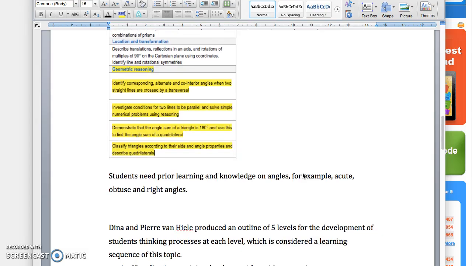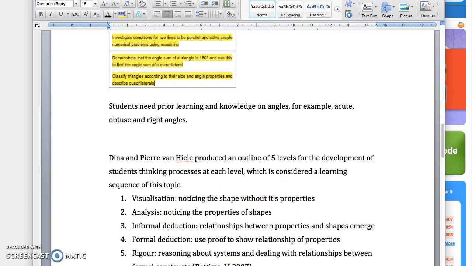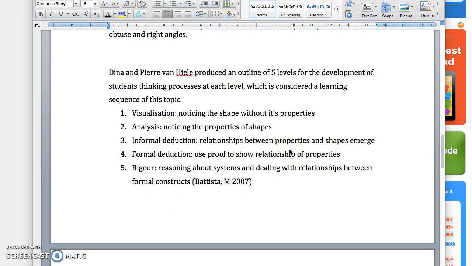So students need to have prior learning and knowledge on angles, for example acute, obtuse and right angles, greater than and less than, for them to go on to levels 5 to 7 geometric reasoning. There is no specific learning sequence in the textbook.